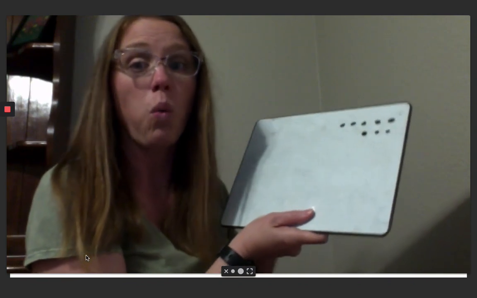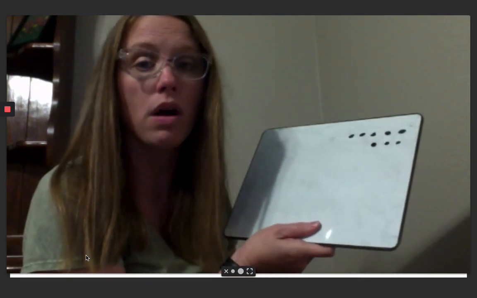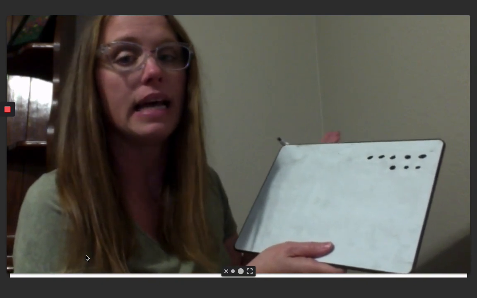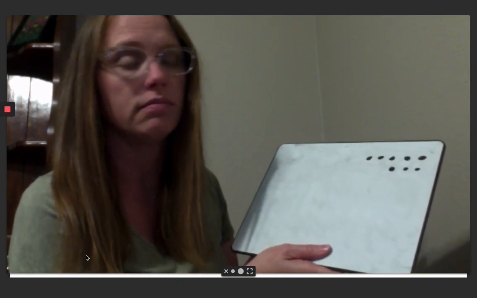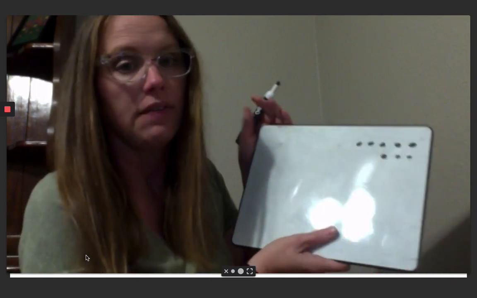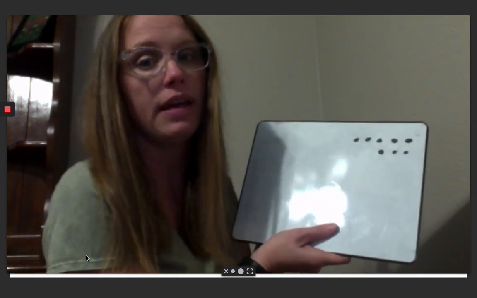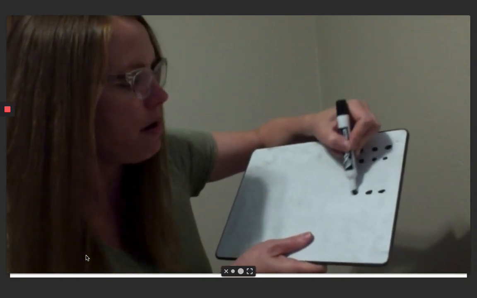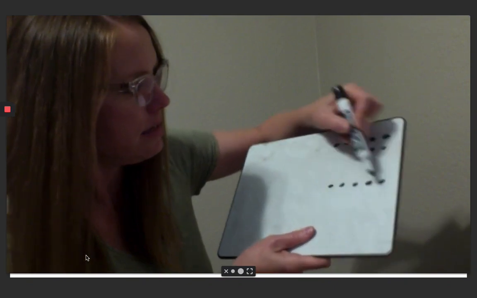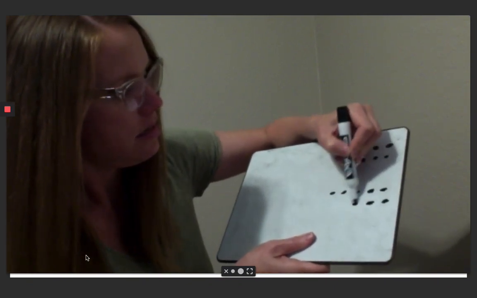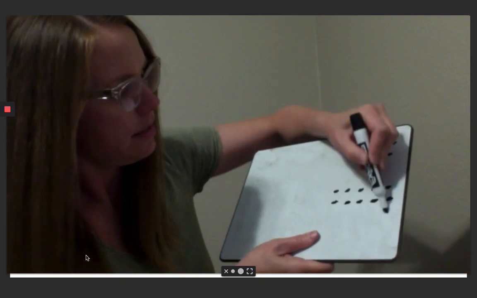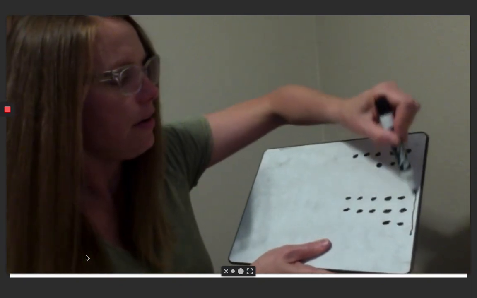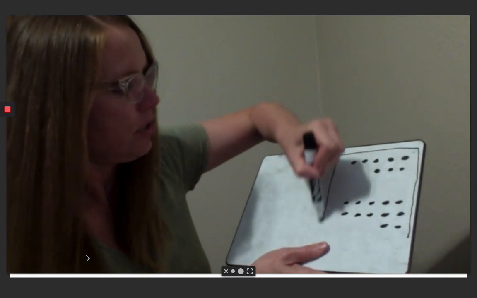It says, what if 12 more came along and joined the group? Think about that. Is it addition or subtraction? If you thought about it, you should have come up with addition. So we have to add 12 more ducks. Just like that. Then they want to know how many are there all together.